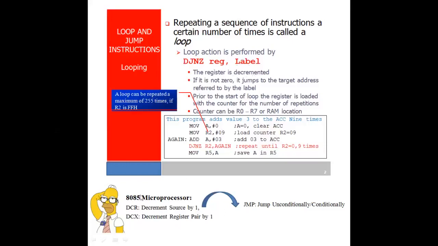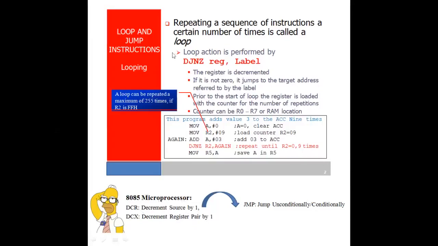This combines together instructions that we have already used in the 8085 microprocessor, that is, the DCR instruction, decrement source by 1. After that, we used the jump instruction, which jumps the control unconditionally or conditionally to a particular memory location. Or we used the instruction DCX, decrement the register pair by 1, followed by the jump instruction. So this is the case in the 8085 microprocessor.